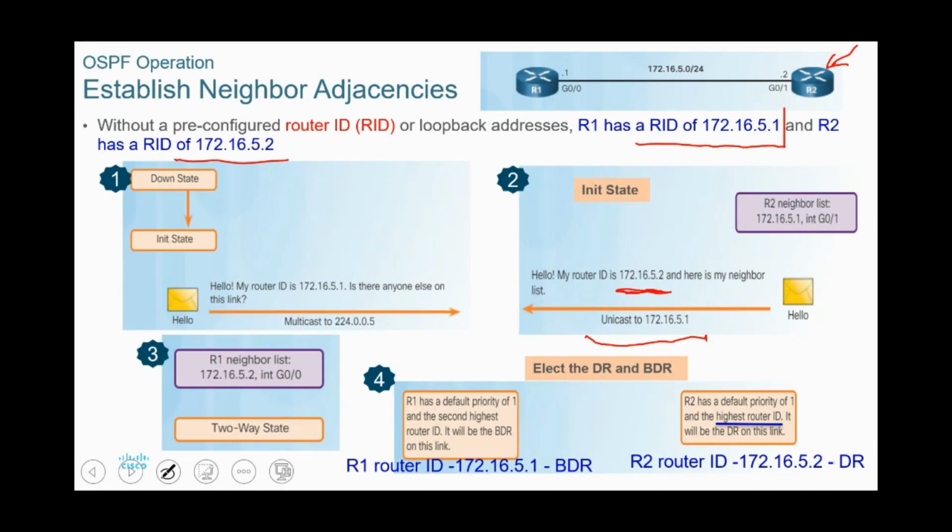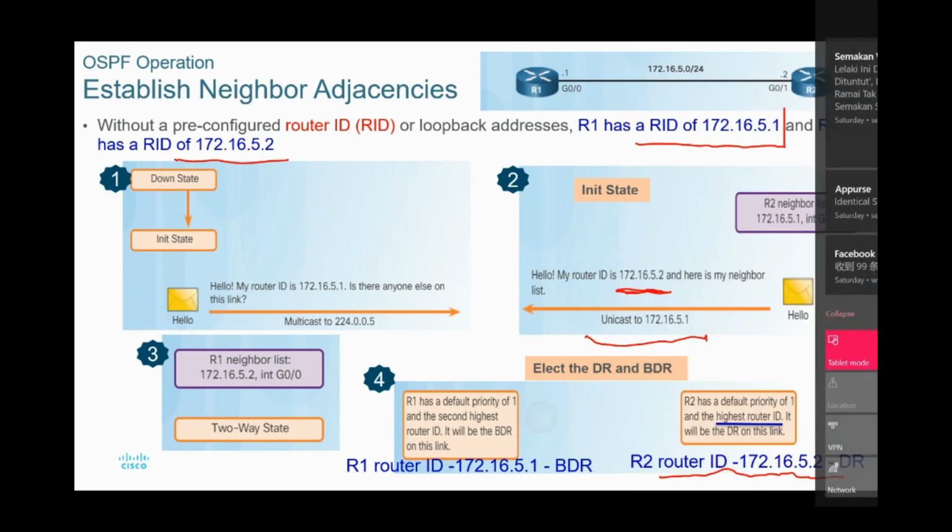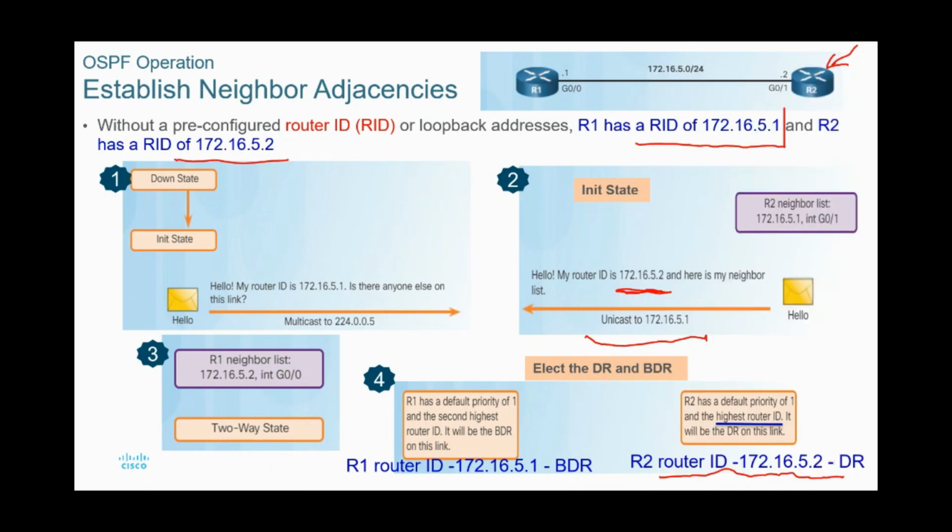Now, R1 has a default priority of 1 and the second highest router ID. So in this case, it will be the BDR. The reason is because R1's router ID is 172.16.5.1, compared with router 2, whose router ID is 172.16.5.2. So the selection of the designated router is based on the highest router ID. So in this case, router 2 will be the designated router with the highest number, and the second highest will be the BDR, which is router 1.